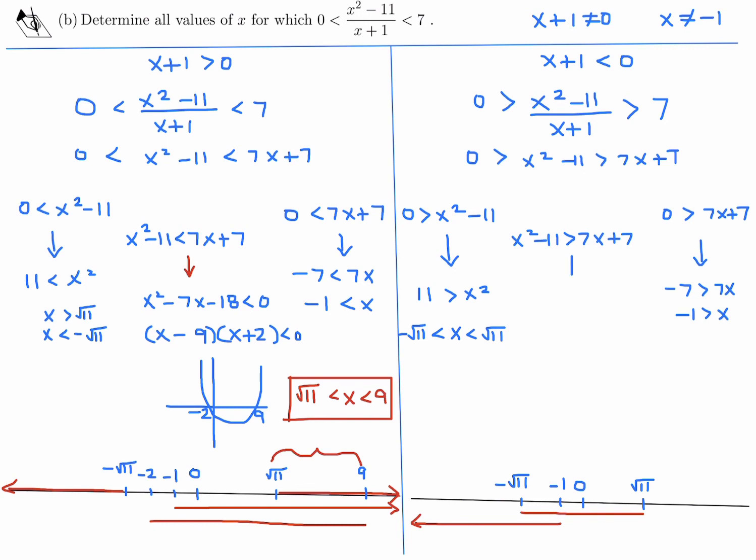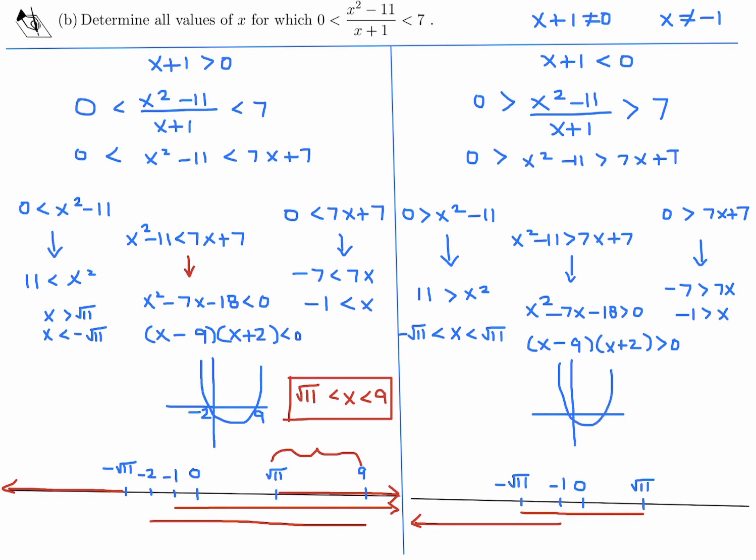And then finally we get this inequality. Put everything on one side, we get x squared minus 7x minus 18 is greater than 0. Factoring, we get x, 9, and 2, just as before, minus and plus. So again, same kind of story.